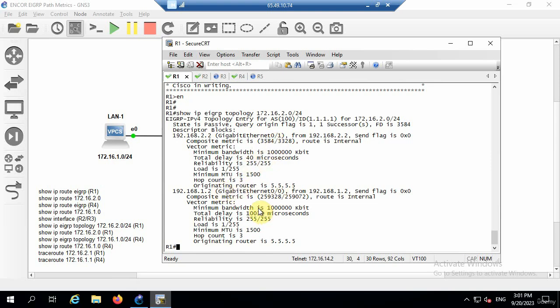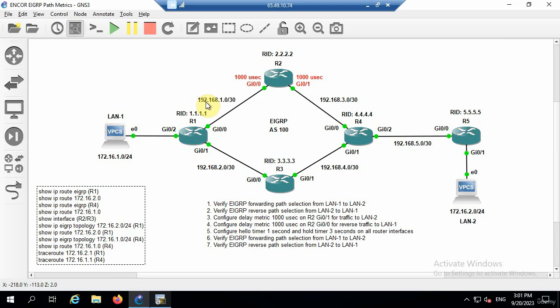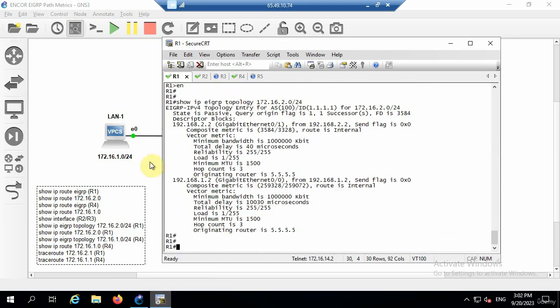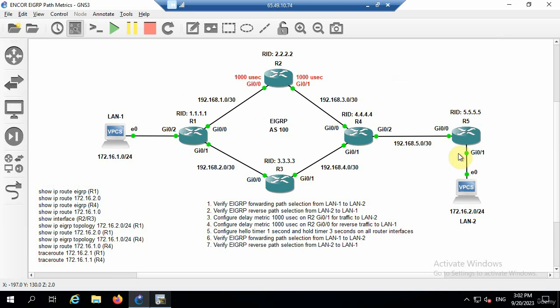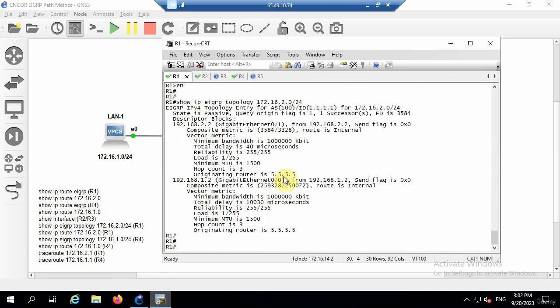This is going to be the feasible successor here, 192.168.1.2. That's the route to R2. So this is working correctly. And the originating route is router ID 5, showing it there, 5.5.5.5.